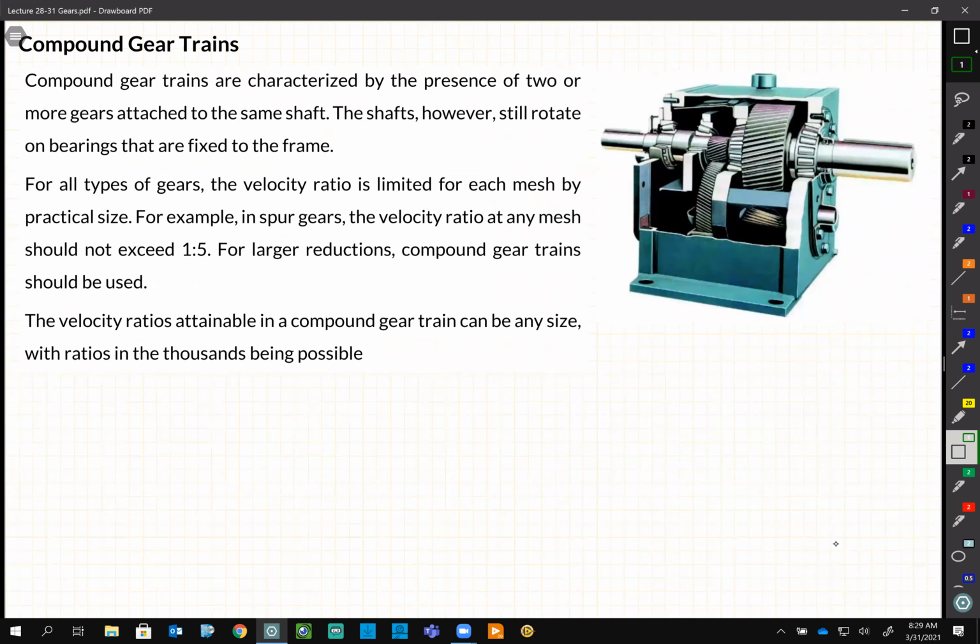So let's get to better gears, the compound gears. Why do we need compound gears? As we discussed, first of all, because they are compact. Rather than having all the gears in one plane, now you can use parallel planes. And besides, it's not recommended to go for a ratio of more than 1 to 5. Even 1 to 5 is not recommended.